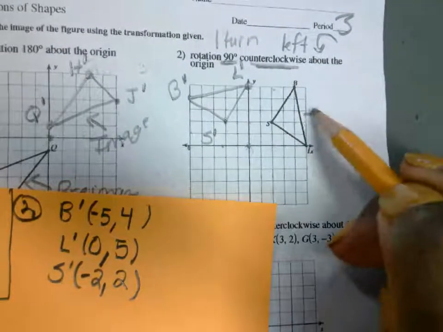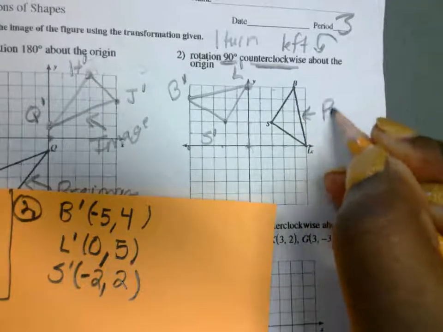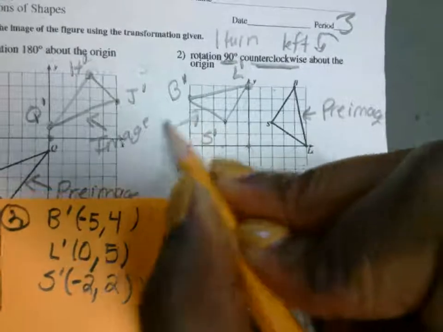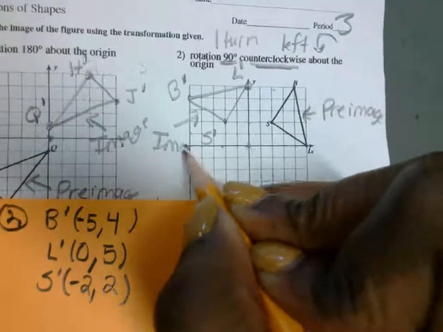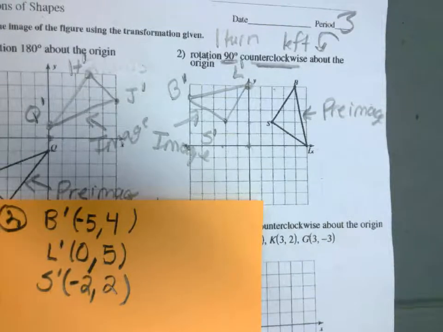Where it started is called the pre-image. Where it moved to is called the image. Please make sure you label. Pause for the calls. All right.